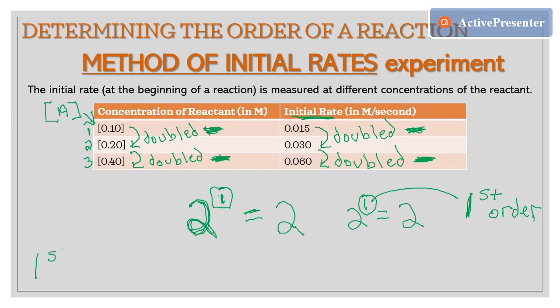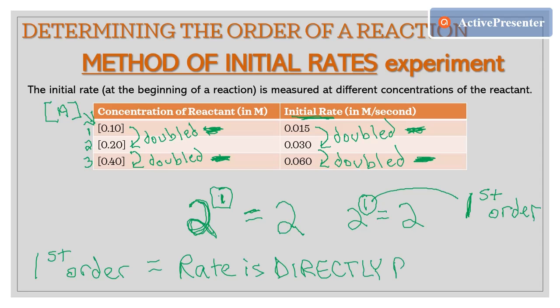So first order means the rate is directly proportional to the concentration.